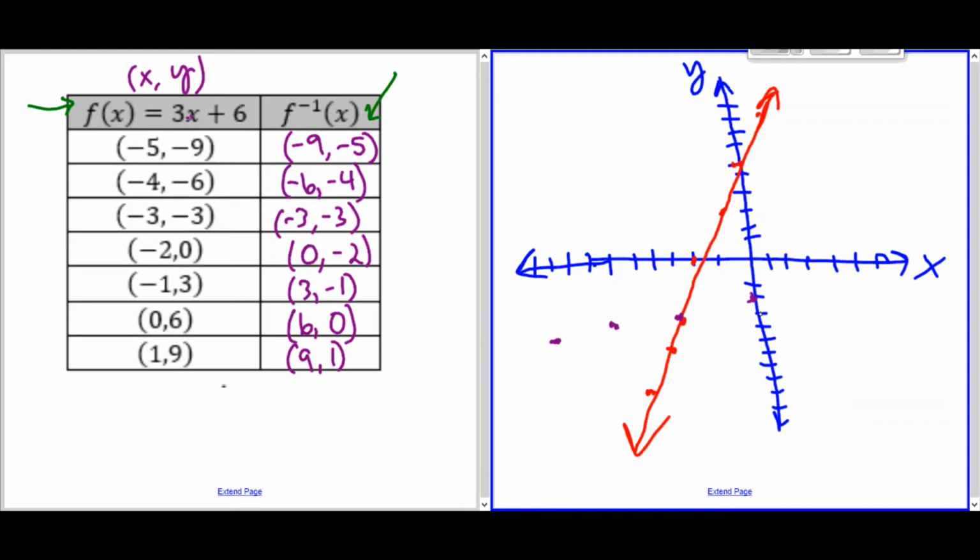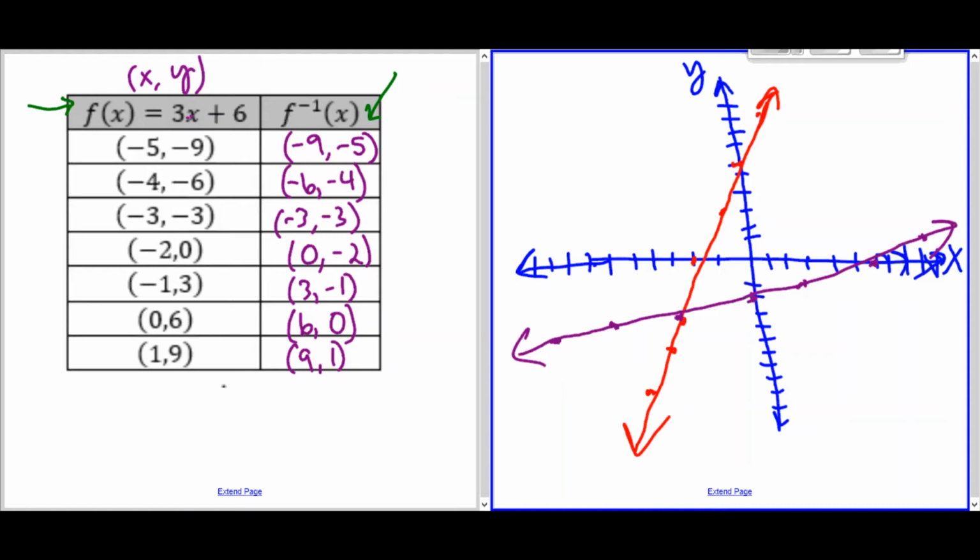3, -1, 6, 0, and I didn't go far enough, 9, 1. So here's my x, and then 9, 1 would be about here. So we're going to connect the purple dots. And those are my two functions. So the purple line is the inverse of the red line.